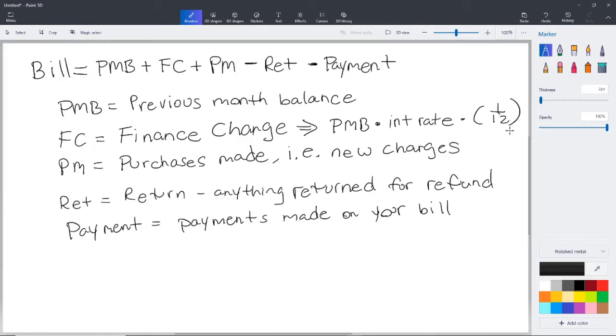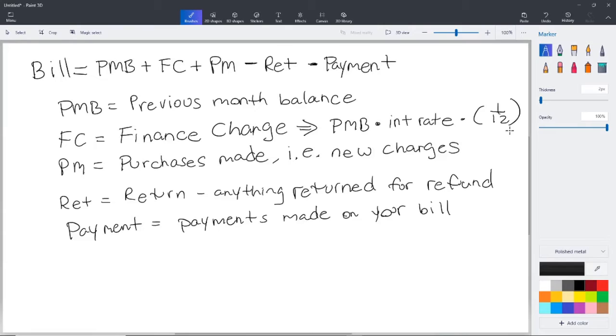Then we're going to add any purchases made, as in any new charges that you may have charged on the credit card. We're going to subtract any returns that you may have made. So if you bought something and then brought it back and they said, we're going to give you a refund, same thing as a return. And then finally, minus any payments you may have made. And that's going to tell us what the bill is.